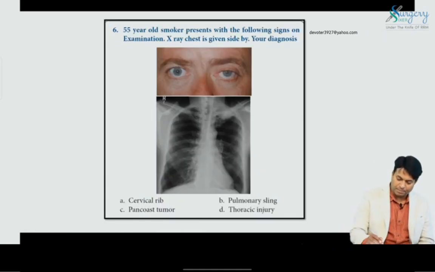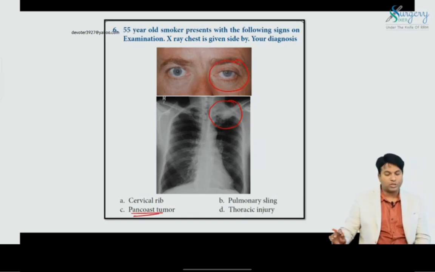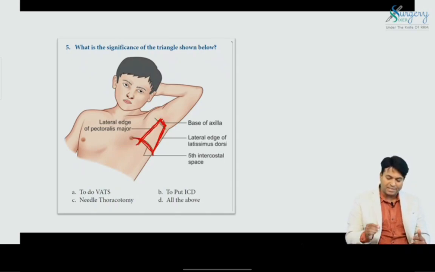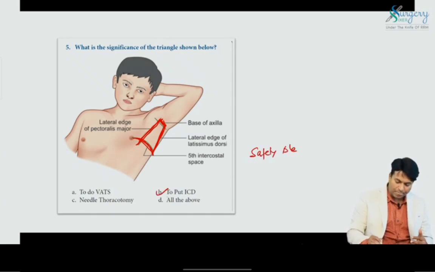Now the same picture I already discussed. The patient has ptosis, miosis, and a tumor. So this is a typical Pancoast tumor. What is the significance of this triangle shown here? It is bounded anteriorly by the lateral border of pectoralis major, posteriorly by latissimus dorsi, with the apex and the fifth intercostal space line. This is the safety triangle to put an ICD.